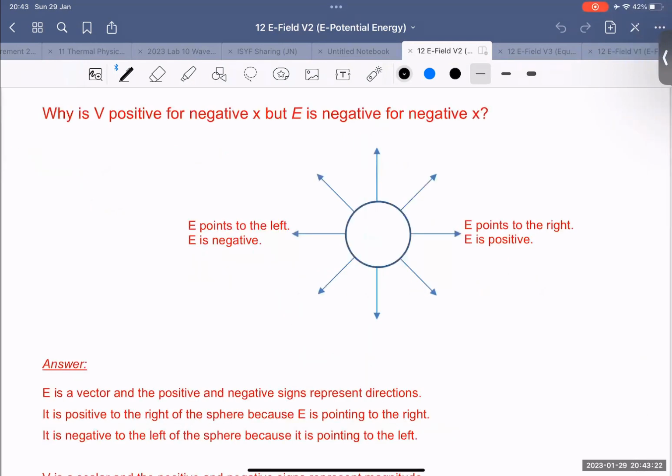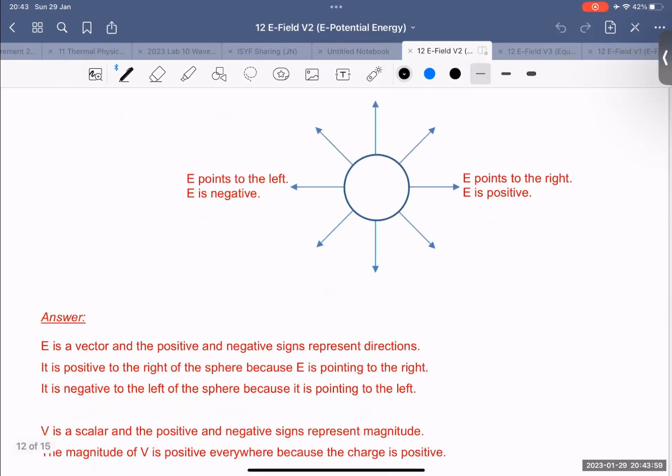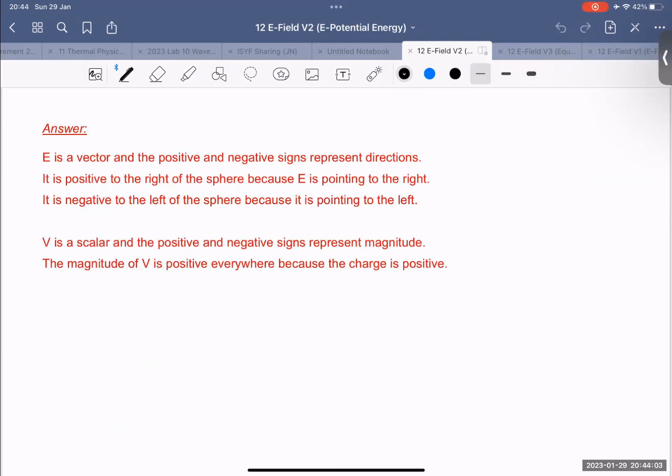So let's look at the conducting sphere again. On the right side of the sphere, E points to the right, so E is positive. On the left side of the sphere, E points to the left, so E is negative. So E is a vector, and the positive and negative signs represent directions. It is positive to the right of the sphere because E is pointing to the right. It is negative to the left of the sphere because it is pointing to the left. V is a scalar, and the positive and negative signs represent magnitude. So the magnitude of V is positive everywhere because the charge is positive.